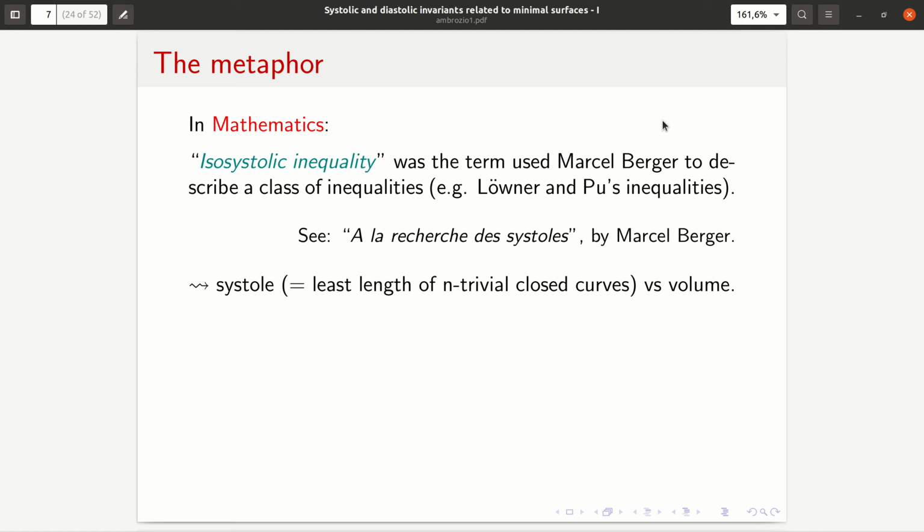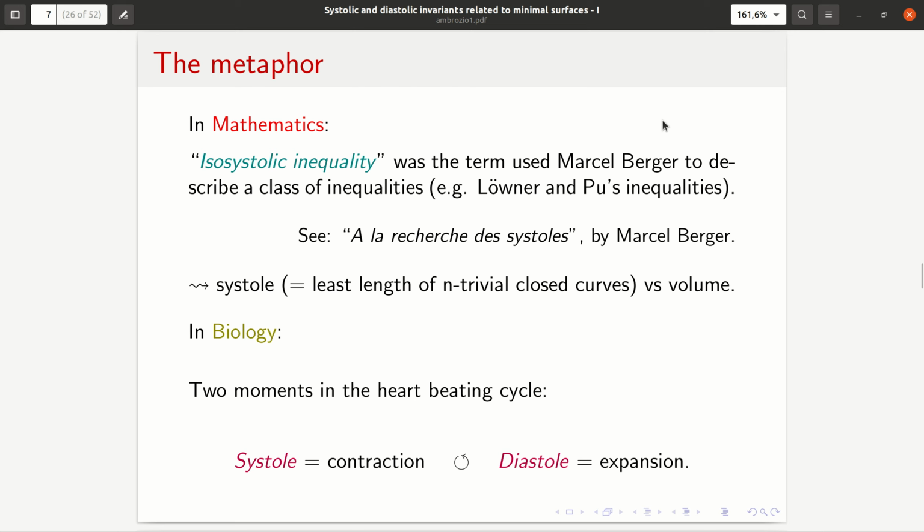Okay, and where did this analogy, this metaphor, come from? So it came from biology. In biology, well, we know, right, our heart is beating periodically, and doctors or scientists distinguish between two moments of this periodic movement. So there is the moment of contraction, which they call the systole, and there is the moment of expansion, which is the diastole.